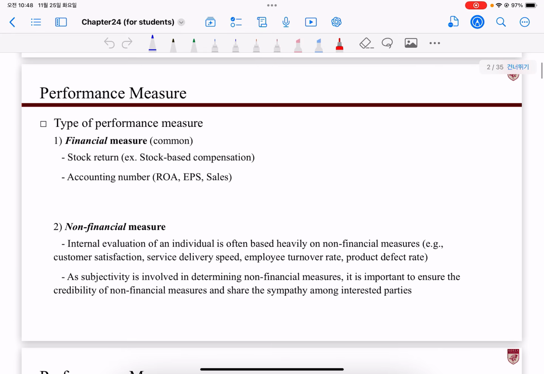So we're going to begin with looking at different types of performance measures. The first is the financial measure. The second is the non-financial measure. So financial measures are everything related to monetary terms. So these monetary terms can come from the financial statements.